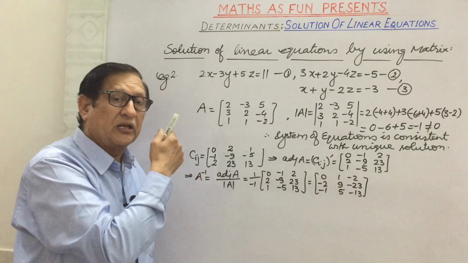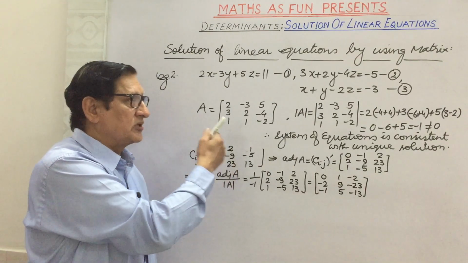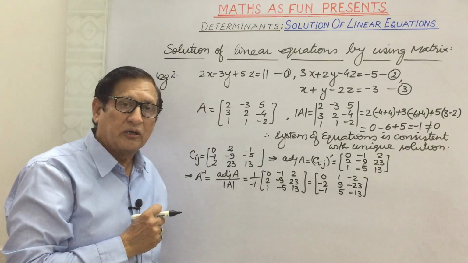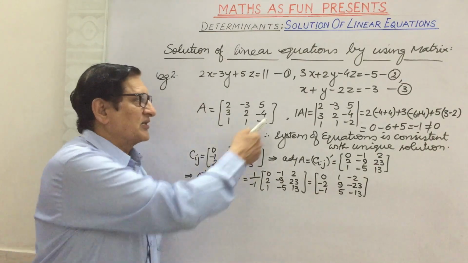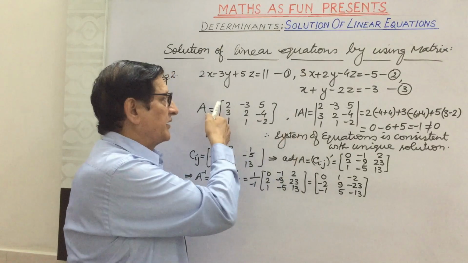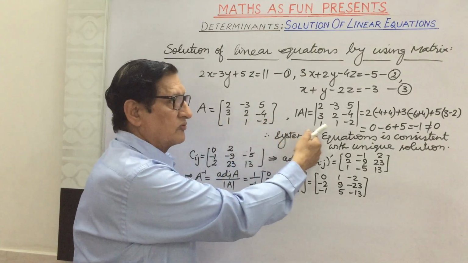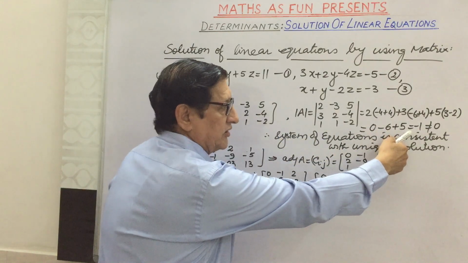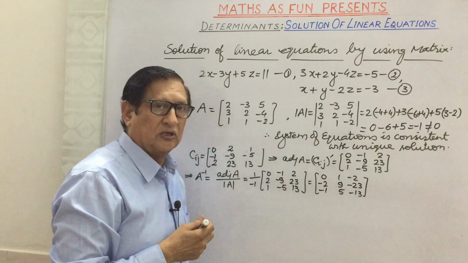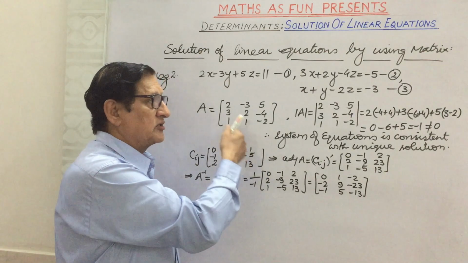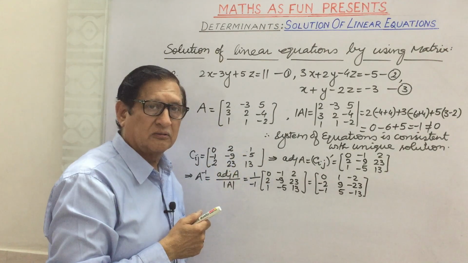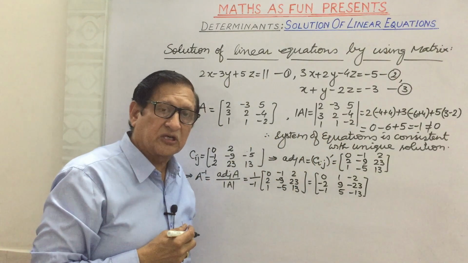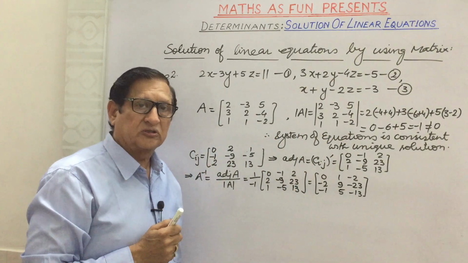And now we find the value of the determinant of A, so that we can find out whether the system is consistent or inconsistent. We find the value of the determinant expanding along row 1. We know how to find it out, and that is coming as minus 1, which is not equal to 0. So we can say that A is a non-singular matrix. It means the system of equations is consistent and it has a unique solution.